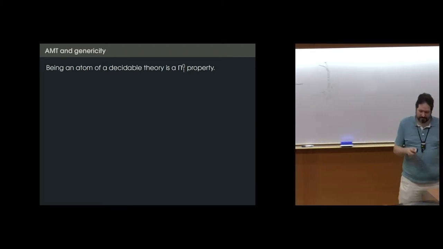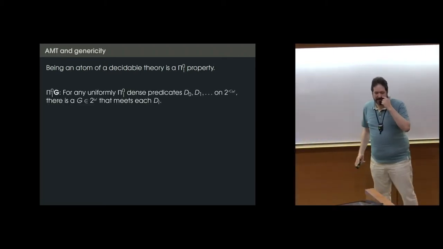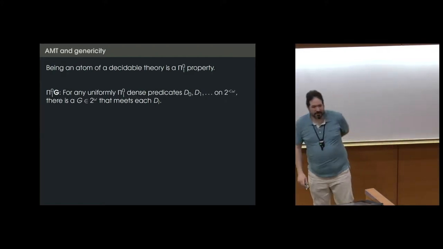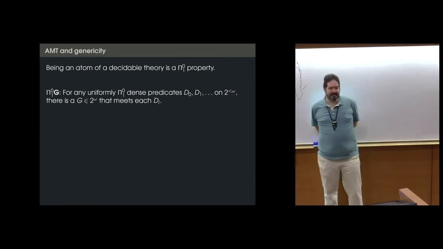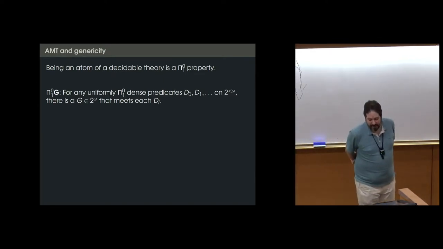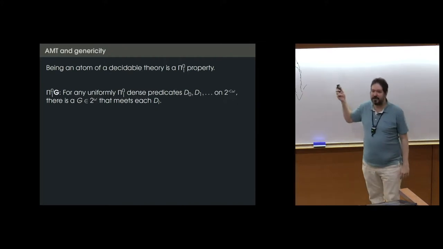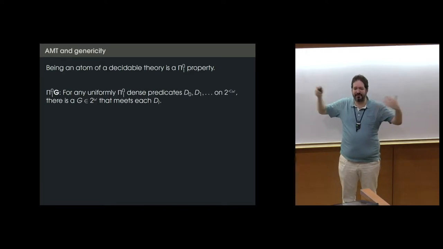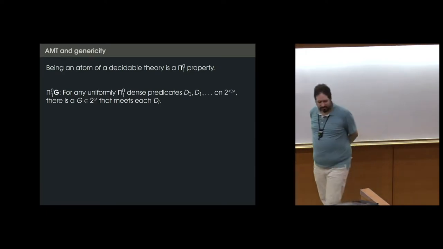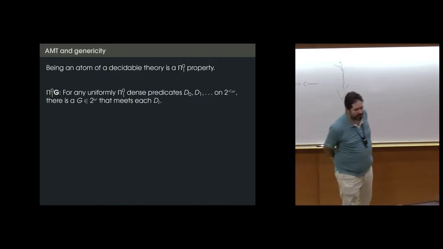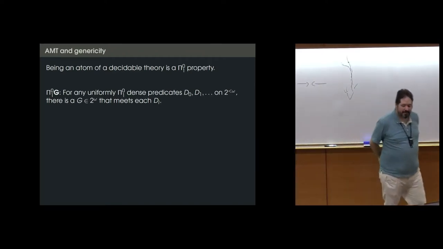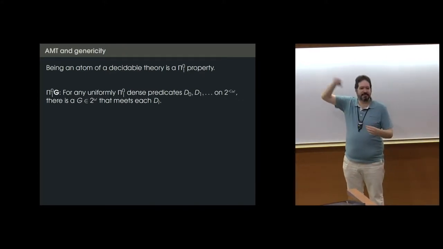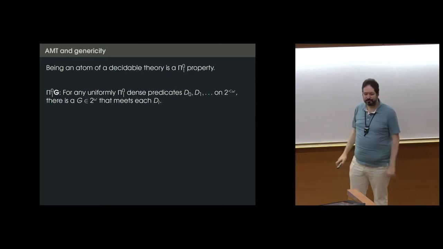So a natural thing to look at is the concept of Π⁰₁ genericity in relation to this. There's this principle Π⁰₁G, and what it says is: if you have uniformly Π⁰₁ dense predicates D0, D1, et cetera, on the full binary tree, then there's a generic G that meets each one of them. I'm calling them dense predicates, but in reverse mathematical terms, don't think that D0, D1 exist as sets. They don't. They're given by formulas, Π⁰₁ formulas. So that's just the existence of a generic for these Π⁰₁ conditions.